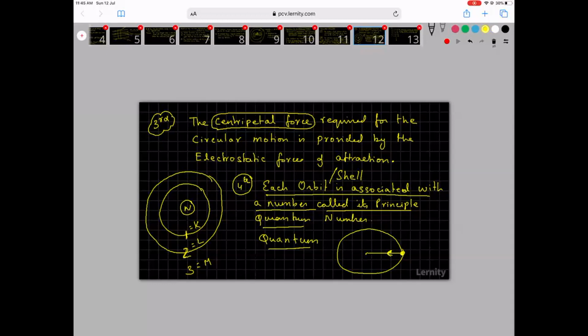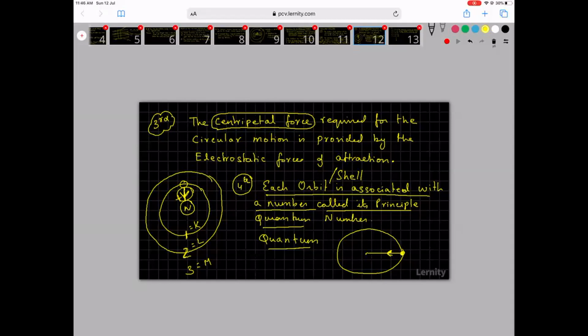Now you see the nucleus is positively charged and the electron is negatively charged, so there is an attraction between them, which is towards the center. That force provides the centripetal force. Centri means center, petal means towards the center. Centripetal force is a force which acts towards the center. In this case the electrostatic force provides the centripetal force.